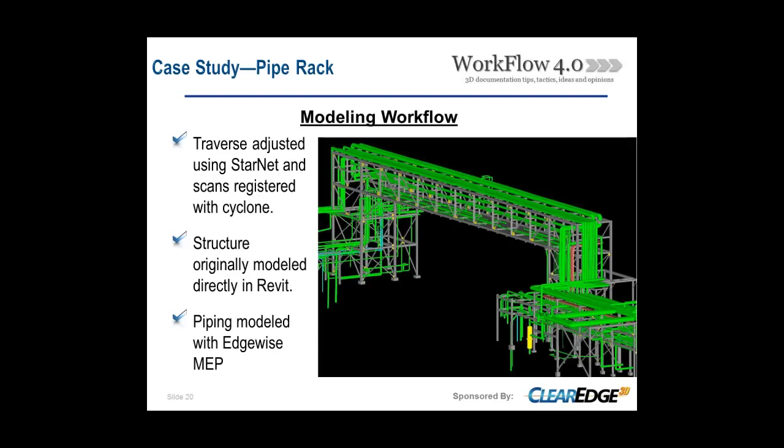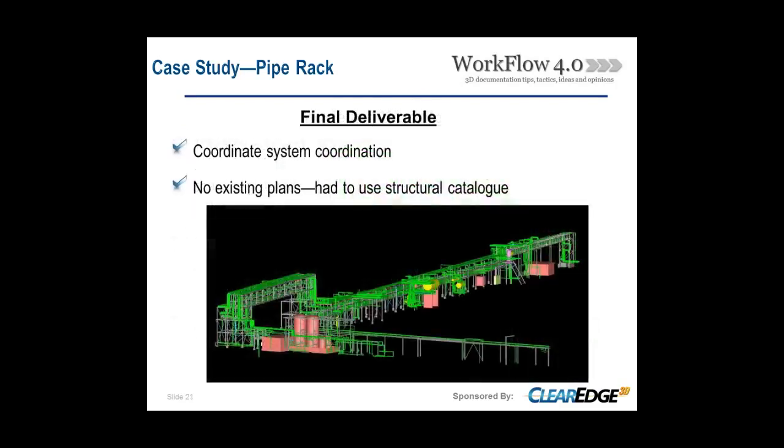So again, the modeling workflow, very similar to the previous one. We adjusted the traverse and StarNet. Scans were done with Leica Cyclone, and then again we exported the coordinates, got them out onto the correct coordinate system, and then georeferenced the scans to that, and then exported them out for use in Revit. Again, with this one I said we used EdgeWise MEP for a lot of the piping, which definitely saved us a lot of time on that end. I know many people are probably familiar with that.